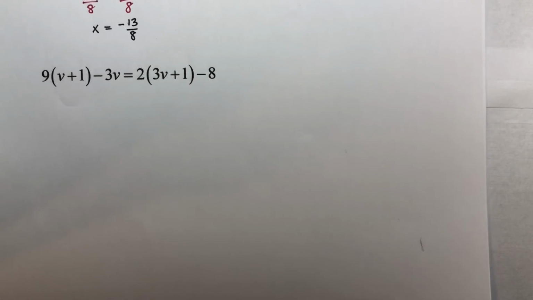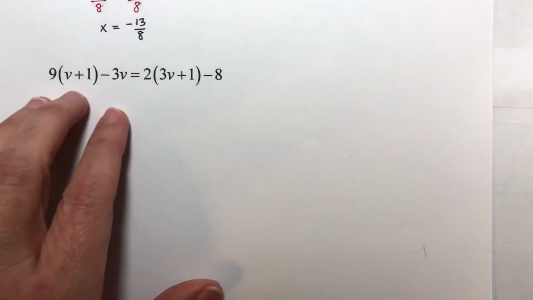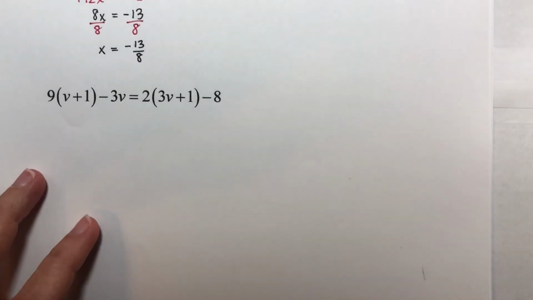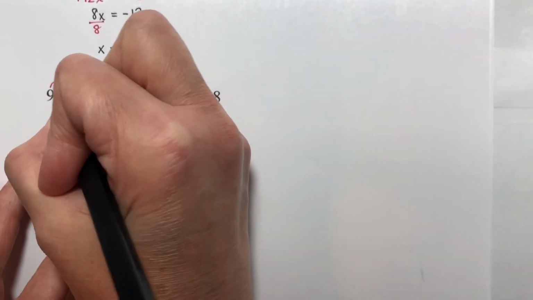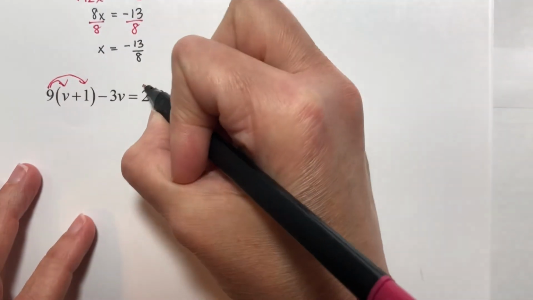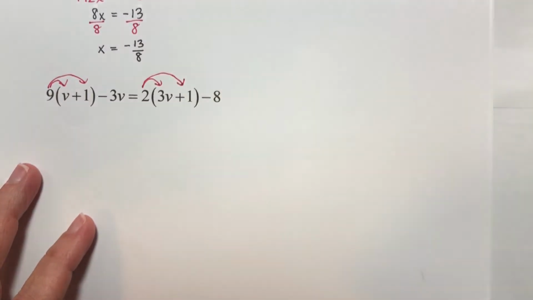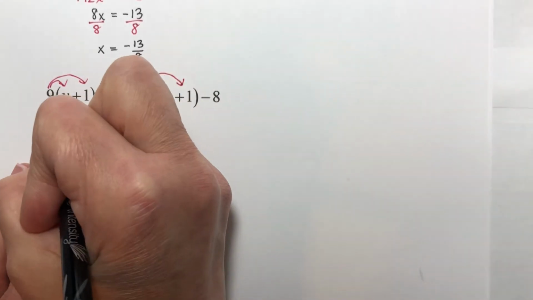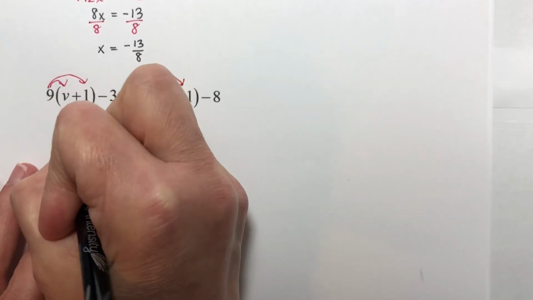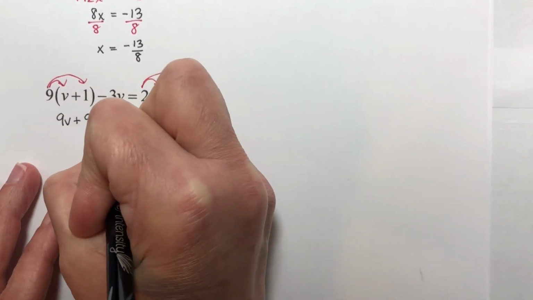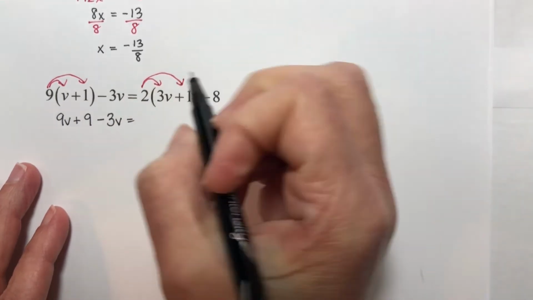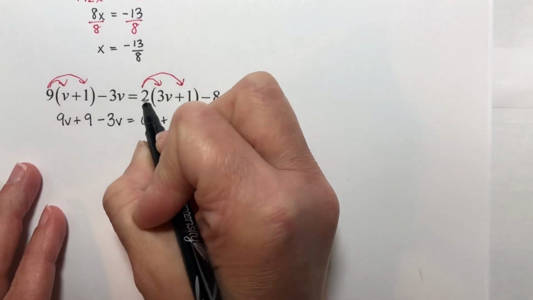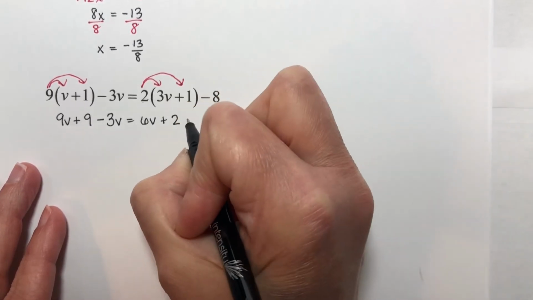Okay, so let's try one more. I'm going to distribute here and see what I end up with. Let's distribute the 9 here and then the 2 here. 9v. 9 times 1 is 9, so plus 9, minus 3v equals 2 times 3v would be 6v, plus 2 times 1 is 2, and then I have minus 8.